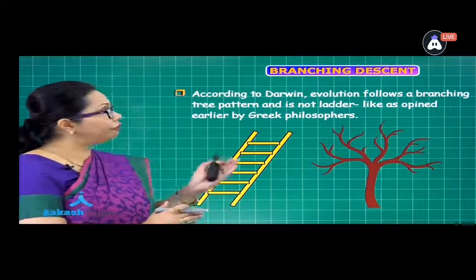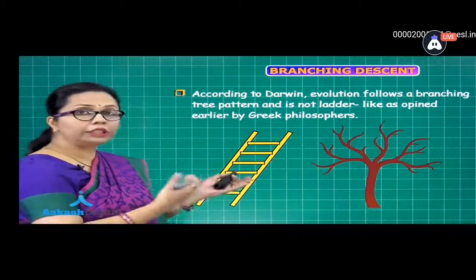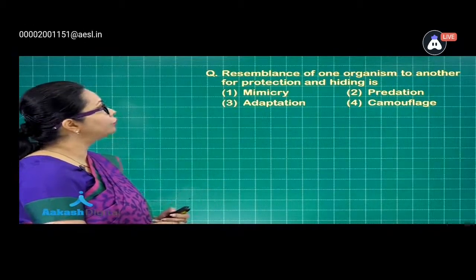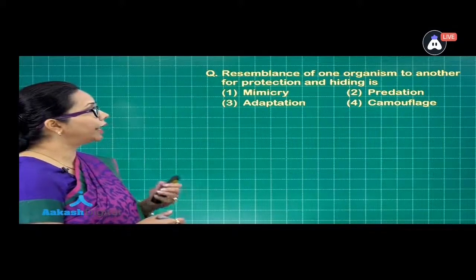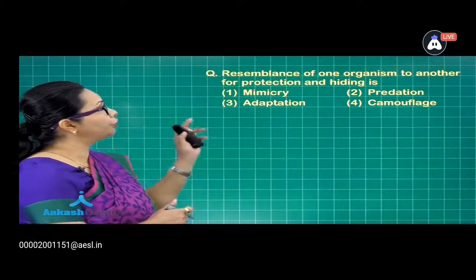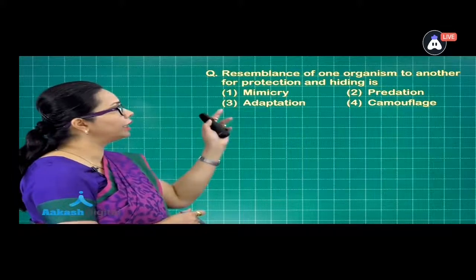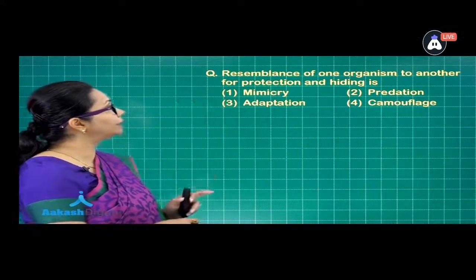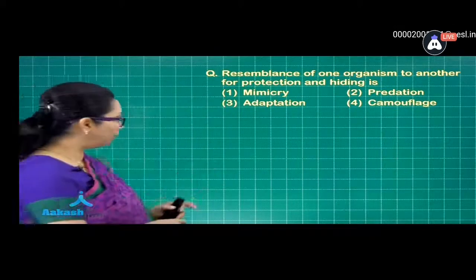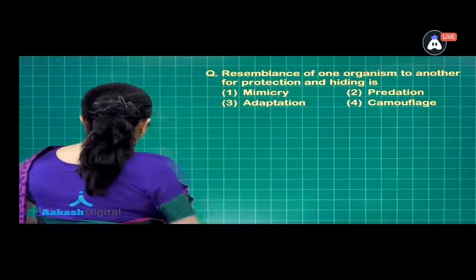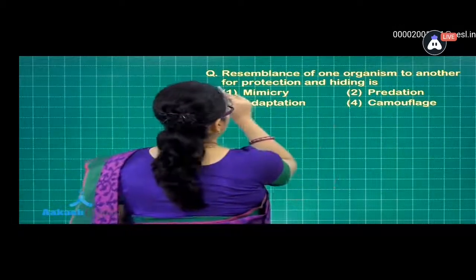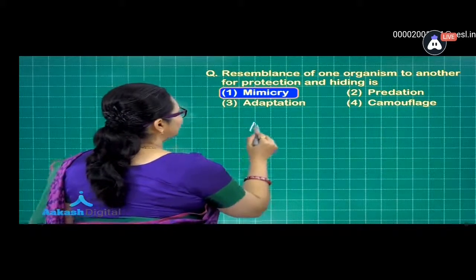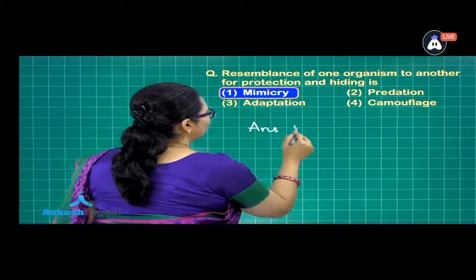Now, before going any further, we'll take a few questions. Resemblance of one organism to another for protection and hiding is. Now, here again, you see both the choices are there, mimicry as well as camouflage. But here we are talking about one organism resembling the other. So that means our answer should be mimicry, right? So that is answer one.